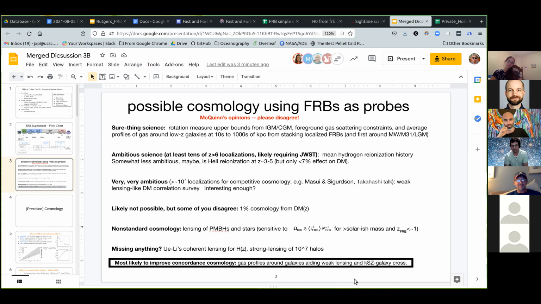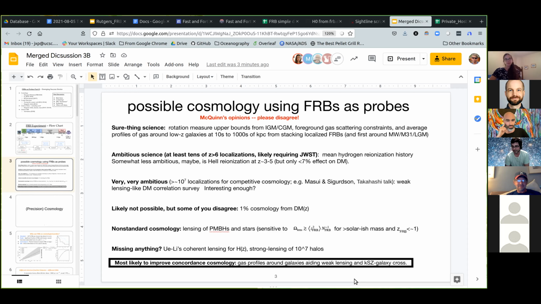There've been a lot of papers about hydrogen reionization, and we've had a couple of talks in this conference. But there is helium reionization, which is at lower redshifts, so maybe it's less ambitious, but the effect is quite small. It's only 7% of the electrons. There's going to be quite a lot of discussion led by Paz on hydrogen reionization in this discussion session. Very, very ambitious.